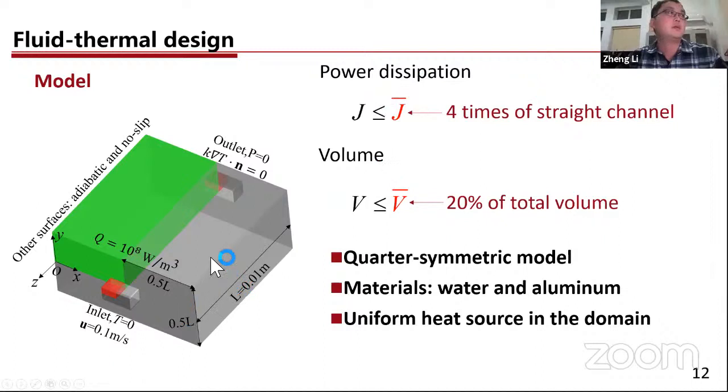This is the model we used for the test. It's like a box shape, and here is the inlet, and the outlet is on the other sides. Considering the symmetry, we used a quarter symmetric model as this green part. The materials are water and aluminum. We also applied a uniform heat source in the whole domain.